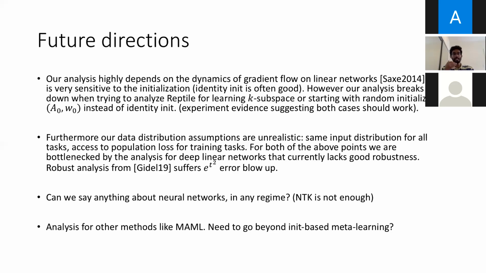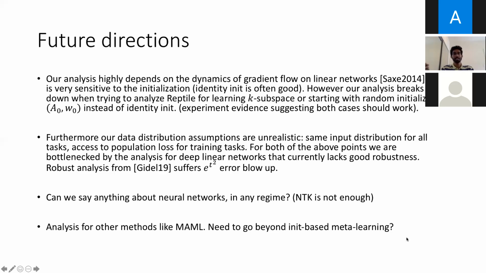As I said earlier, there exists a robust analysis, but it suffers a very bad blow-up. It says that if you start with an epsilon-bad initialization, which is epsilon away from the ideal initialization, then after t steps of gradient descent, that error blows up as e to the t squared. And this is a really bad blow-up. So we'll perhaps need a better analysis for linear networks in order to go beyond that.